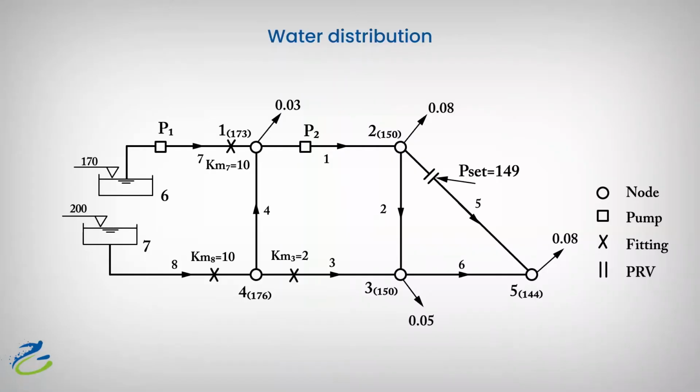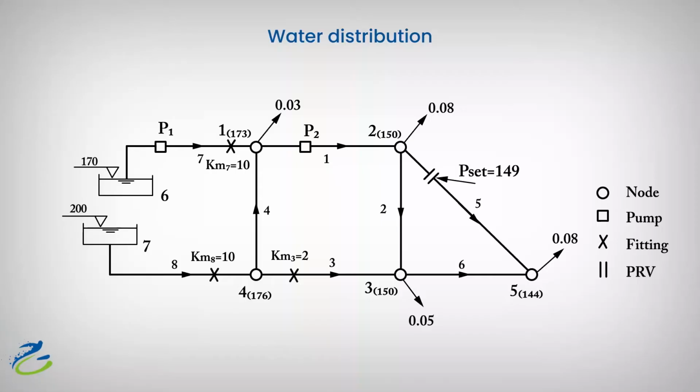The other type of network is a water supply network with two reservoirs, two pumps, a pressure reducing valve, and some other valves. It's a completely different network with different purpose, but it also supplies water from the reservoirs through the pumps into the demand nodes shown in the network numbered 1, 2, 3, and 5.